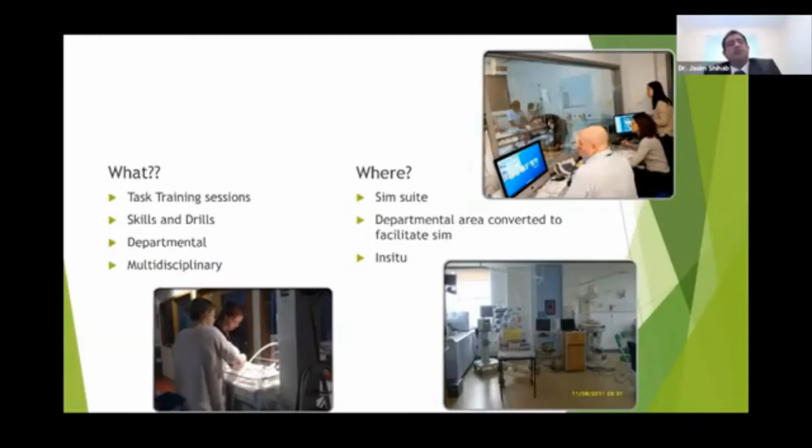So what are the different processes we can use? We can use task training sessions. That's essentially if you want to show a new equipment, you can use task training sessions to show that equipment. Skills and rules: say you want to teach bag and mask ventilation, you can use skills and rules simulations to teach that. You can have departmental simulations with predefined scenarios. And then you can have multidisciplinary scenarios. Say you want to show how you simulate transporting a baby from one hospital to the MRI center or elsewhere. You can have a multidisciplinary scenario which will involve many teams.